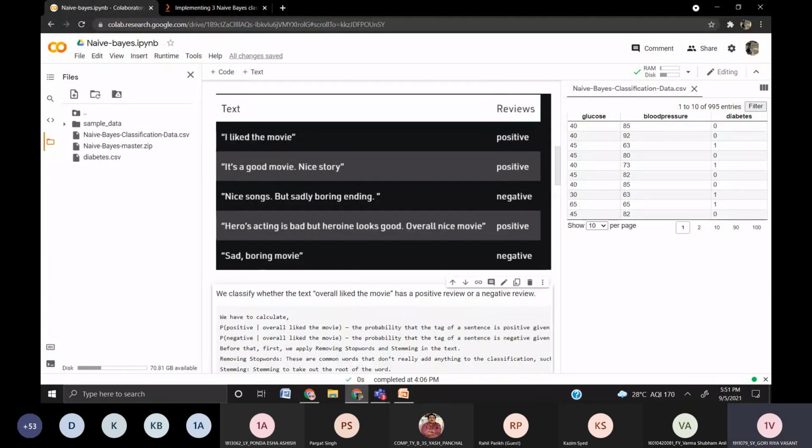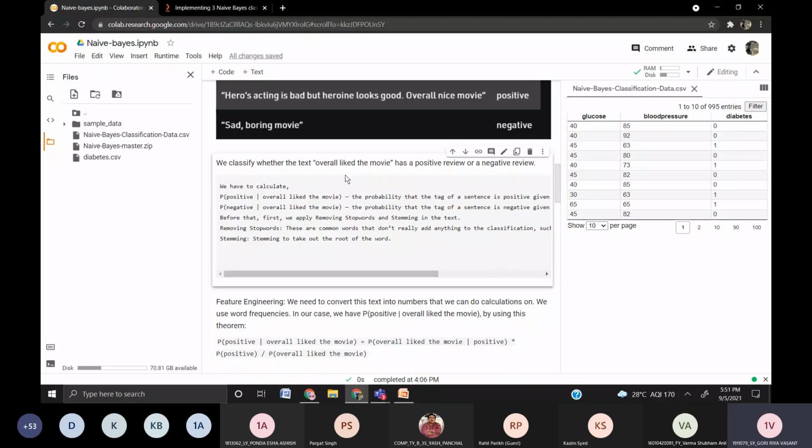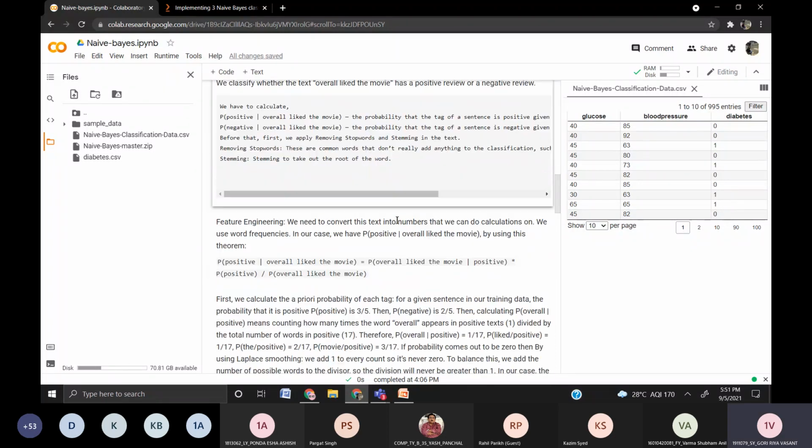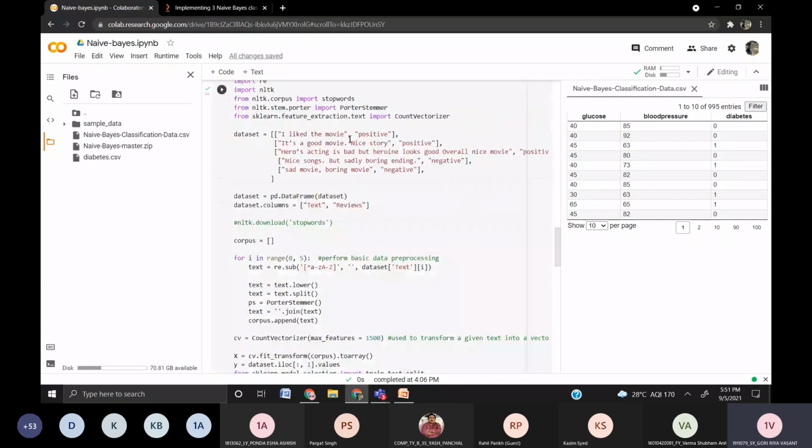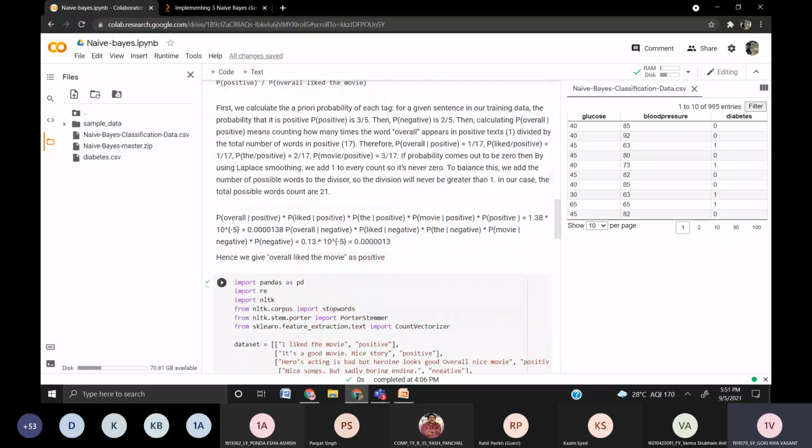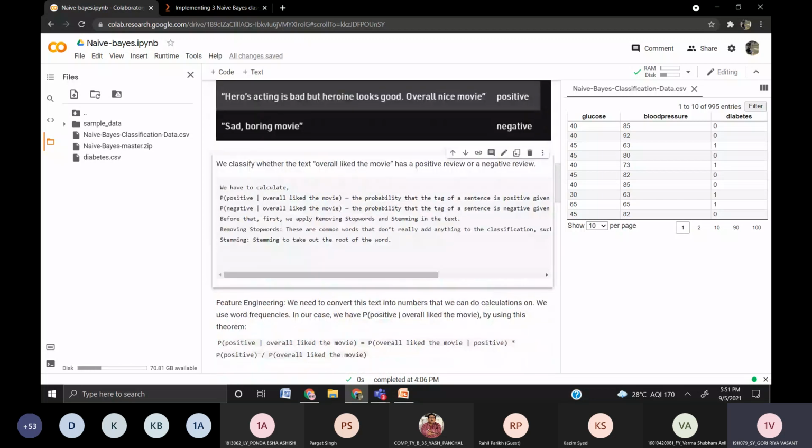This is the technique we use. We use multinomial naive Bayes theorem here. We calculate both the probabilities, the probability of overall like the movie being positive and the probability of overall like the movie being negative. We remove stop words and apply stemming. What is removing the stop words? Words like the, they are not important for our data set, so we might as well just remove them. Next is using stemming. Now, stemming is taking out the root of the word.